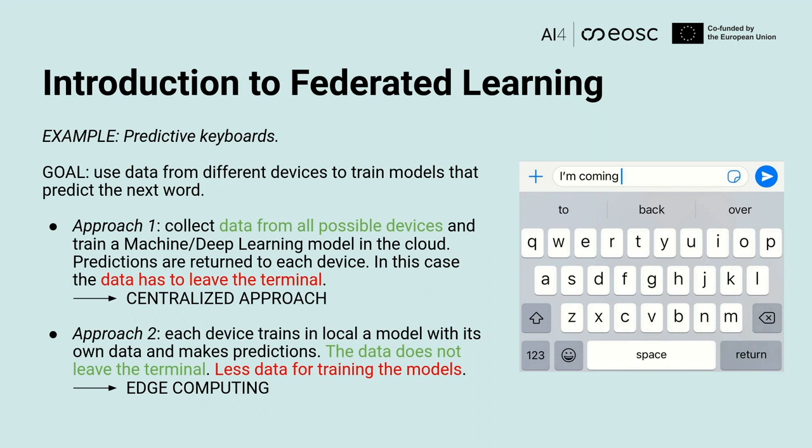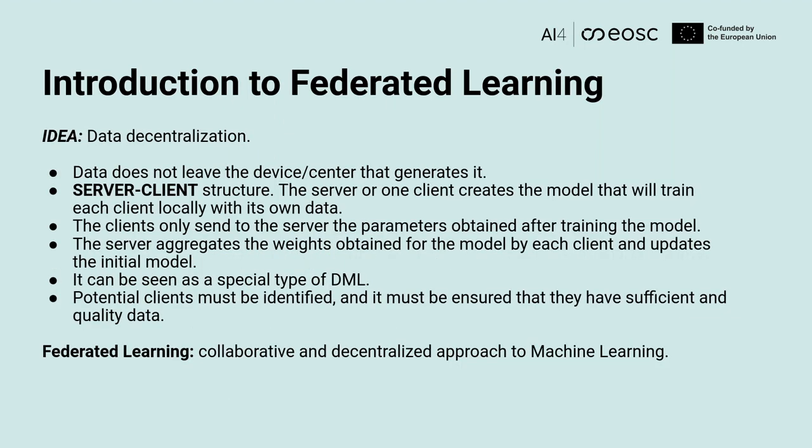So when we think about federated learning, we want to have the advantages from the two approaches. We want to use as much data as possible, in this case, all data available from all possible devices, but we don't want data to need to leave the terminal, the device that has generated them. So that's why we introduce this kind of architecture of federated learning.